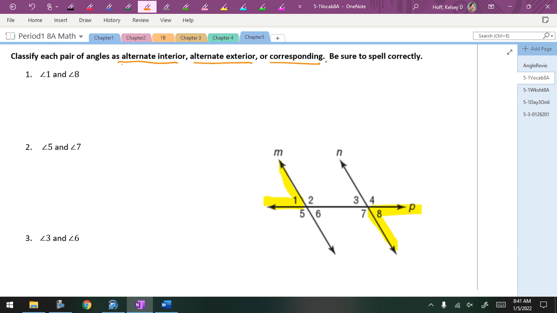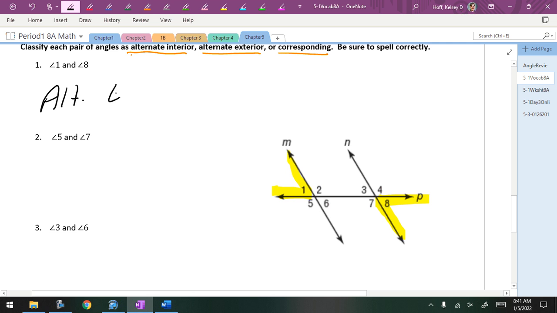Petro, what'd you write? Alternate exterior. He wrote alternate exterior. Does anybody else agree with him? Yes. Nicely done. Remember, those alternate exterior are like as far apart as we can get. They don't make any fancy letter. Nicely done, sir.